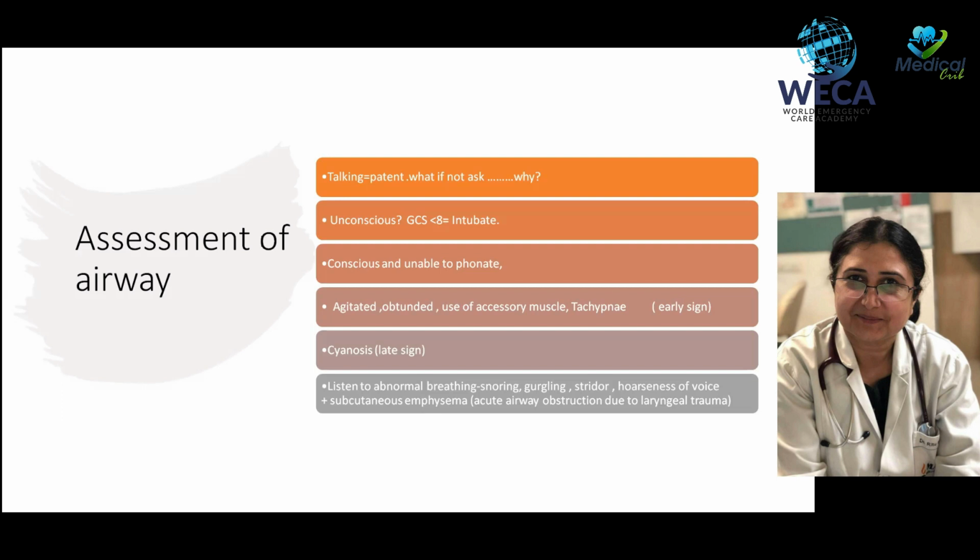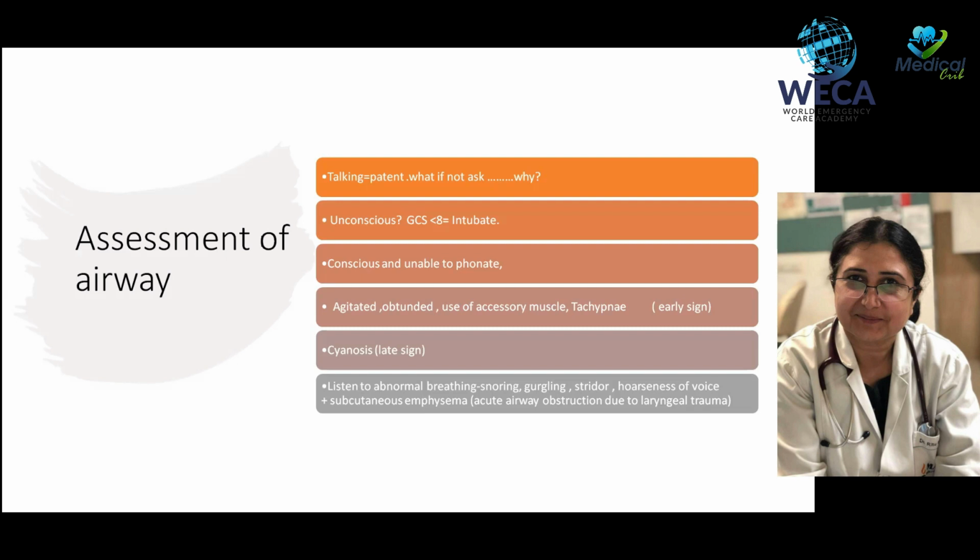Is your patient in an altered sensorium? Is your patient agitated? Is your patient obtunded? Is he using the accessory muscles? Is he tachypneic? Tachypnea is the early sign of hypoxemia. Is my patient unconscious, GCS less than 8? It means his airway is compromised. Cyanosis is the late sign of hypoxemia.